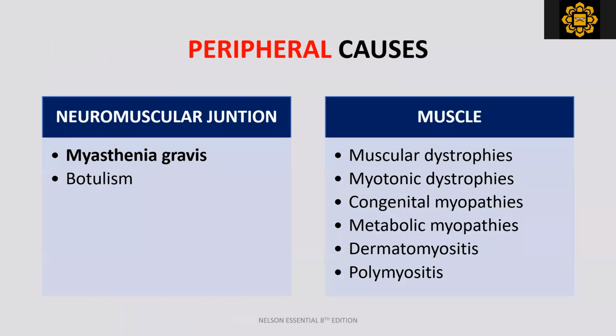And lastly, the 2 other peripheral causes of floppy infant are diseases affecting the neuromuscular junction and also the muscle. And I would like to talk about the myasthenia gravis in this case.